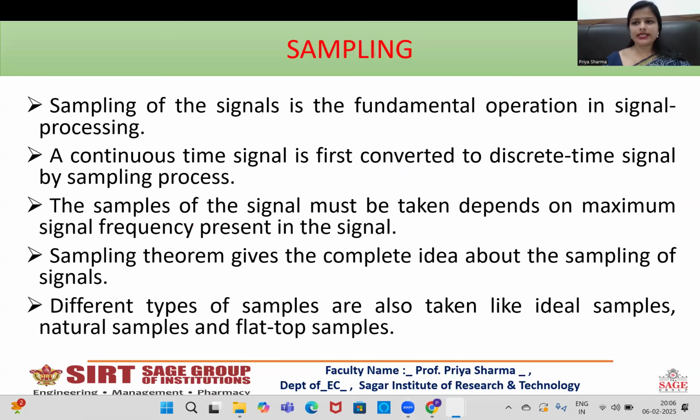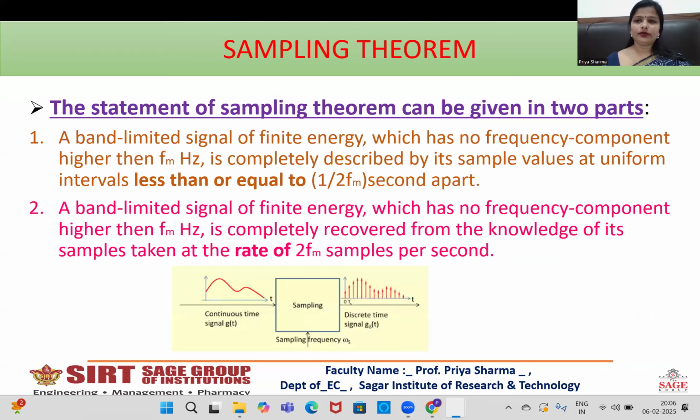So, basically, what is sampling? Sampling of signals is the fundamental operation in signal processing. A continuous time signal is first converted to a discrete time signal by the sampling process. The samples of the signals that must be taken depend on the maximum signal frequency present in the signal. Sampling theorem gives the complete idea about the sampling of the signals. Different types of samples are also taken, like ideal sample, natural sample, and flat top samples.